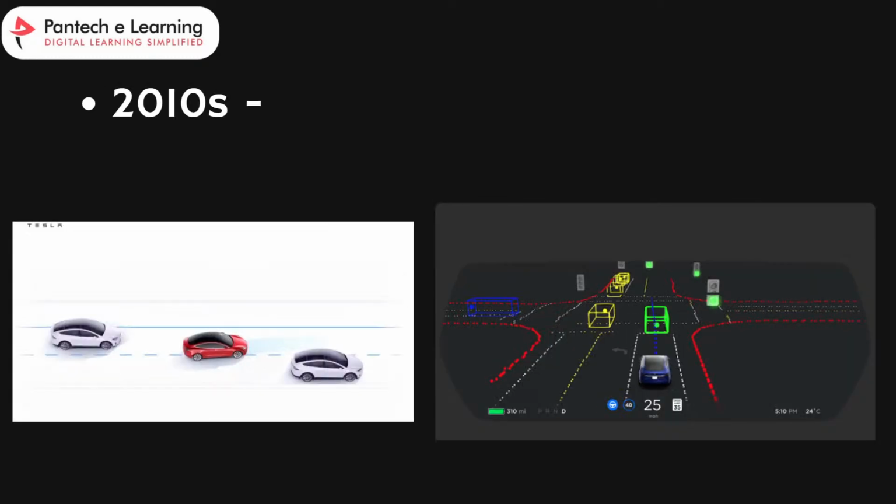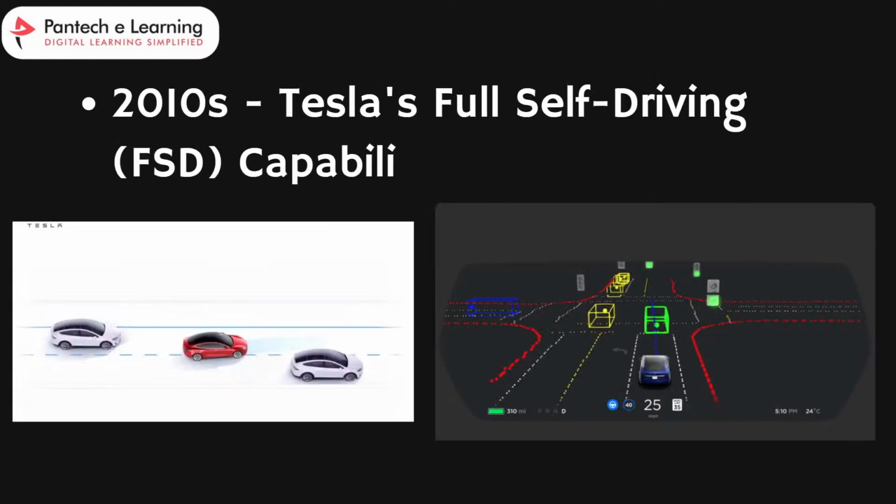Then in the 2010s, Tesla's FSD. FSD means full self-driving capabilities. Throughout the 2010s, Tesla continued to improve their Autopilot system. By 2020, they released the first version of the FSD, a beta version, giving the cars more advanced abilities like navigating city streets and recognizing traffic signals. So this is the history of autonomous vehicles.